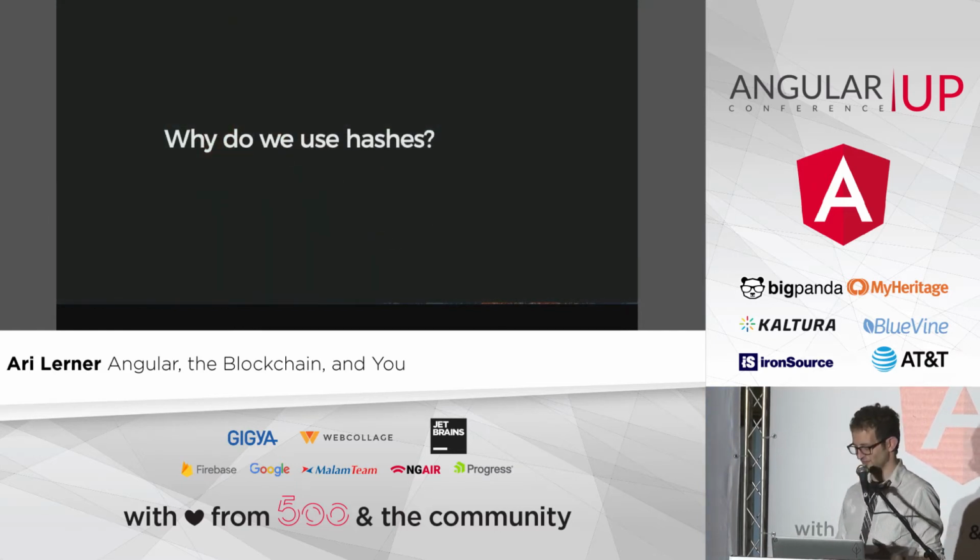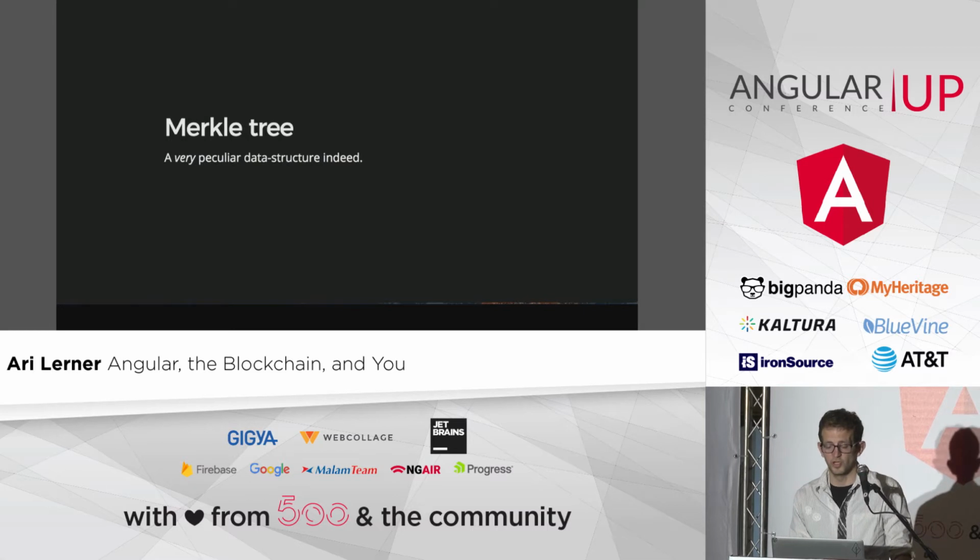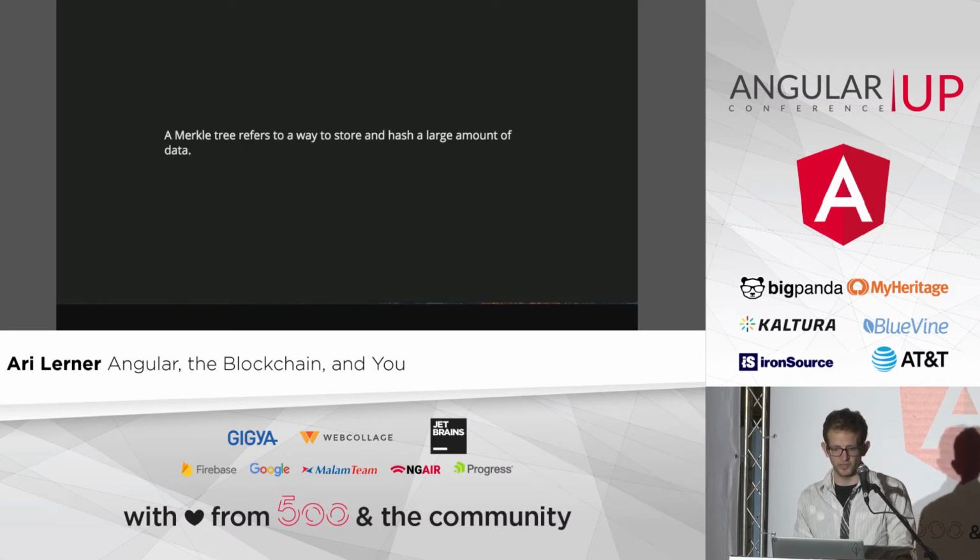Okay, so why do we use hashes? The reason we use hashes is so that we can build this really interesting data structure called a Merkle tree. The Merkle tree is a very powerful data paradigm about dealing with data. What a Merkle tree allows us to do is store and hash a large amount of information.